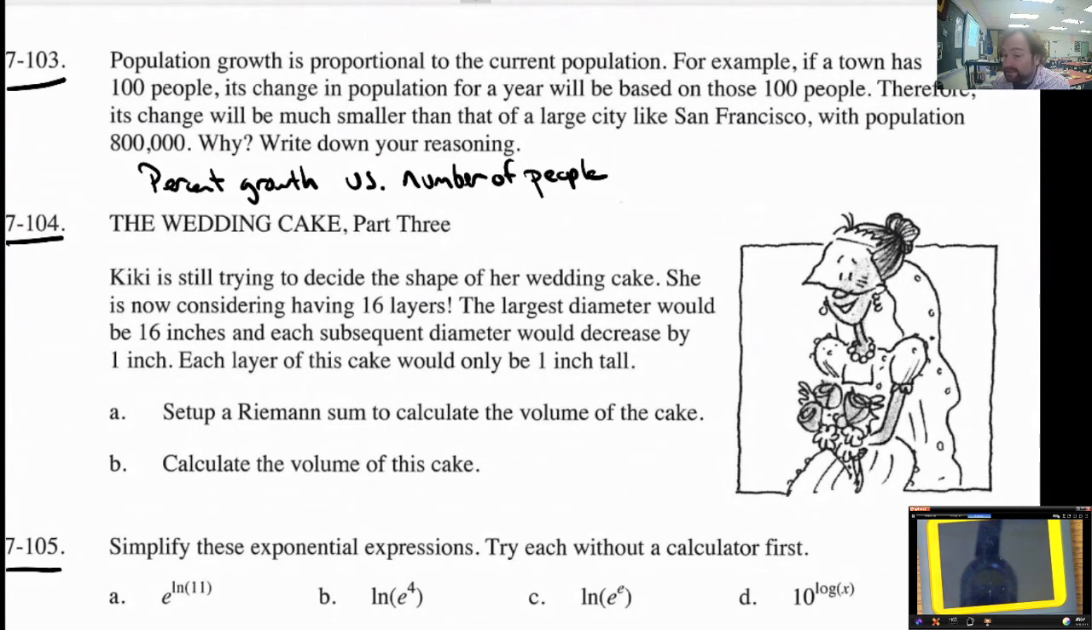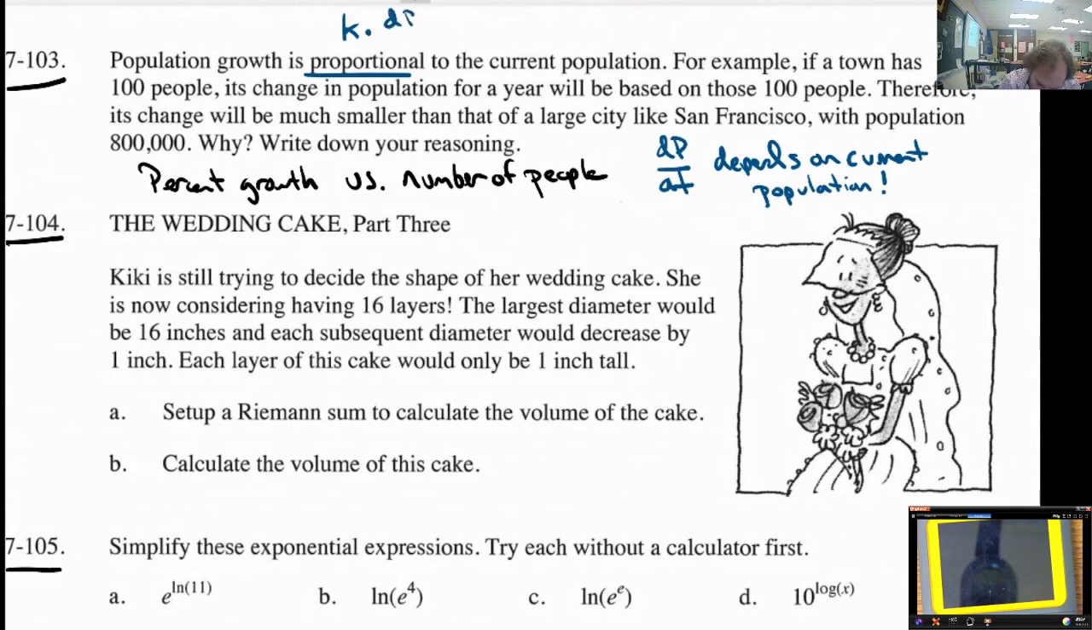Percentage growth depends on how many people you have there, because the change, the dBdt we're going to talk about in class, the change in population with respect to time, that's going to depend on how many people you have. Depends on current population. We're usually not used to thinking about it that way, but that's the thing we've got to think about. So it's proportional to your current population. Proportional means that there is some sort of constant times dPdt happening right there. That's what we're thinking about.